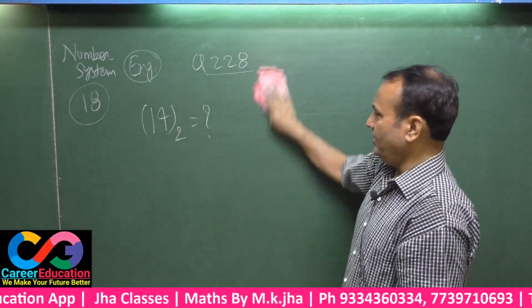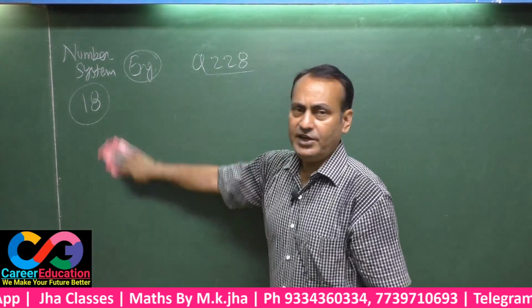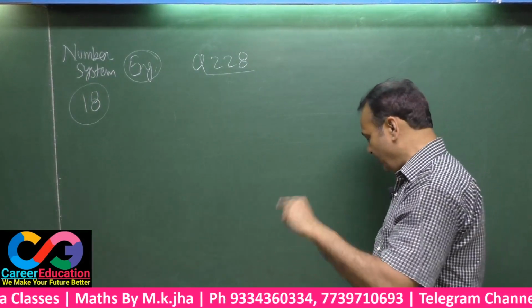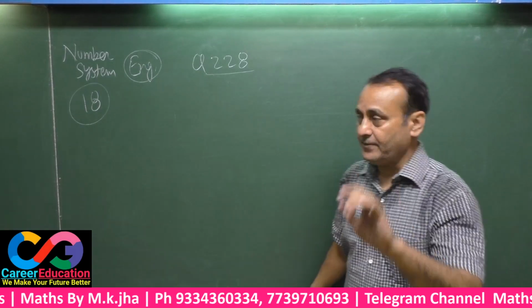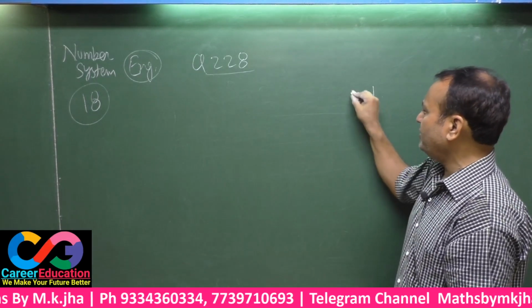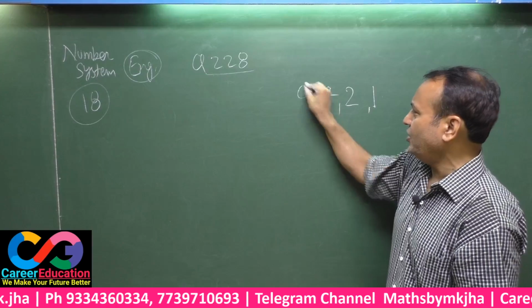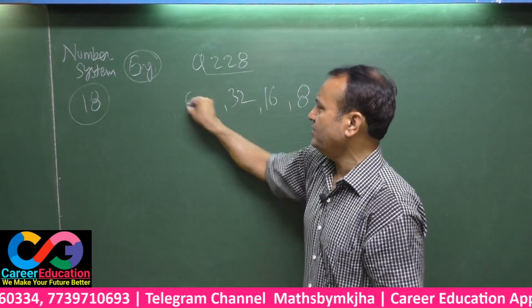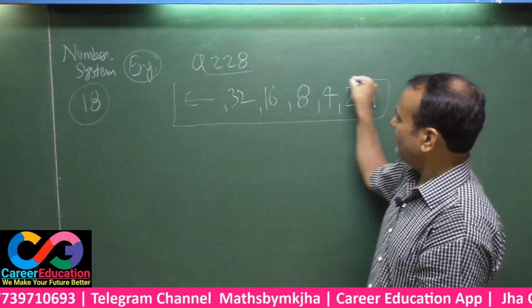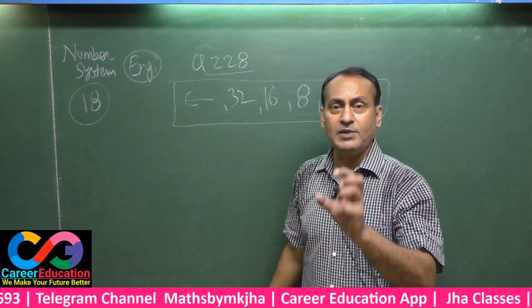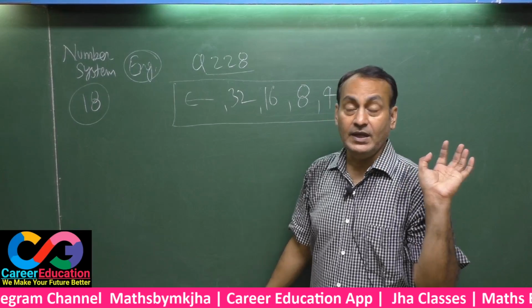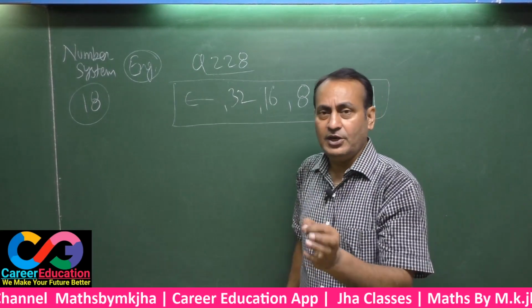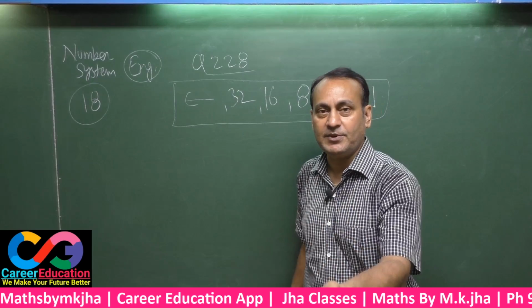But see here, in a practical approach, 14 must be written in binary system like this. Here you have to accept this: 1, 2, 4, 8, 16. That means this trick must be applied in order to solve problems based upon the binary number system. You have been asked to represent 14 in the binary number system.